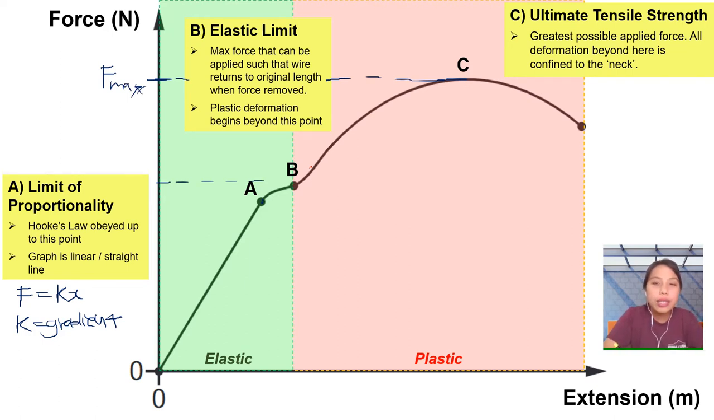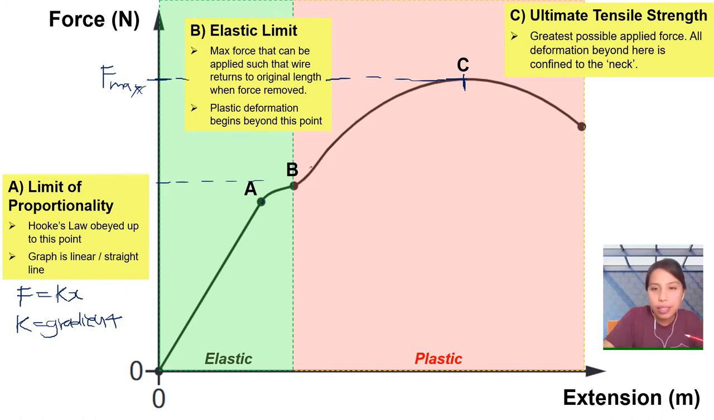And this ultimate tensile strength is where there's a greatest possible applied force for this curve. Any deformation beyond that point is confined to the neck. Now, what does that mean? So if you are stretching an object, like say, let's imagine this is a metal wire. If you pull, the whole wire will extend. But until that ultimate tensile strength area here, then it will start to neck in the middle.